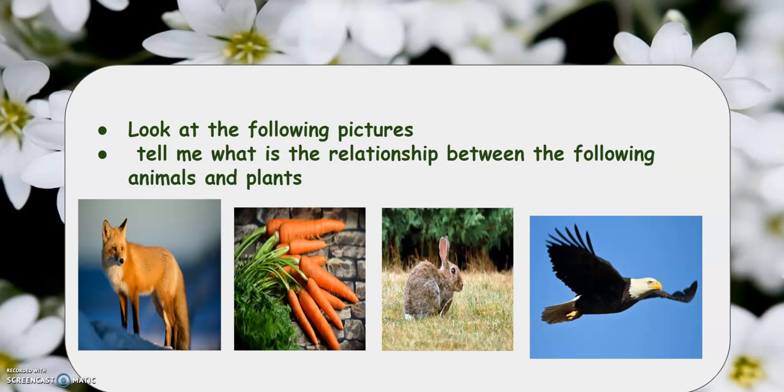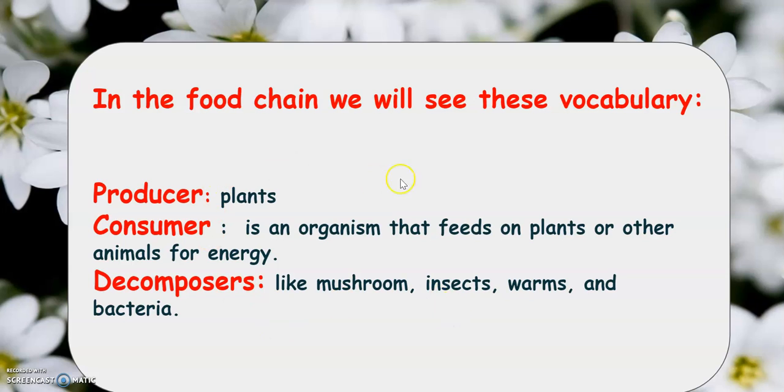Then if we go to the next slide, we will see that I review with my students the important vocabulary that they watched yesterday in the video, to give them a summary of what they learned. So producers, the plants and trees. Consumers, any organisms that feed on plants or other animals to get their energy. Decomposers, those organisms that break down dead bodies to get their energy, like mushrooms, insects, worms, and bacteria.